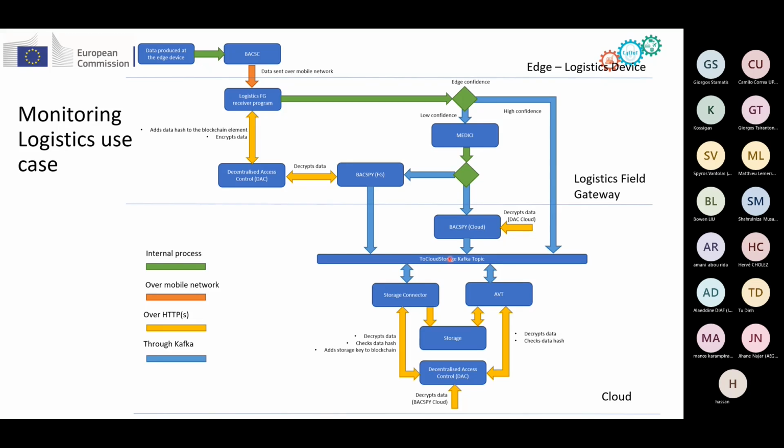Once this reevaluation, if required, is complete, this data is sent to a specific Kafka topic where it is consumed by two modules. One is the storage connector, and the other one is the advanced visualization toolkit. Now, the storage connector in this particular case, before storing the data, will decrypt it and attempt to match the hash, after rehashing the data, with the one stored on the blockchain element at the field gateway layer for this use case. If these two hashes match, we have high certainty that the data were not tampered with while they were in transit from the field gateway to the cloud layer. So we'll store them on Elasticsearch on our storage here.